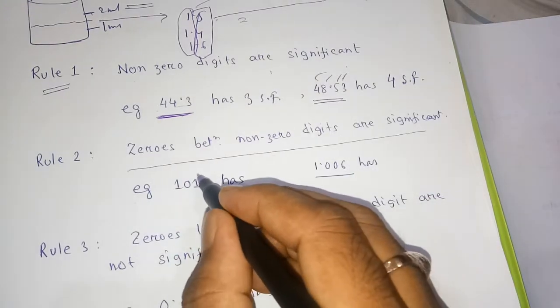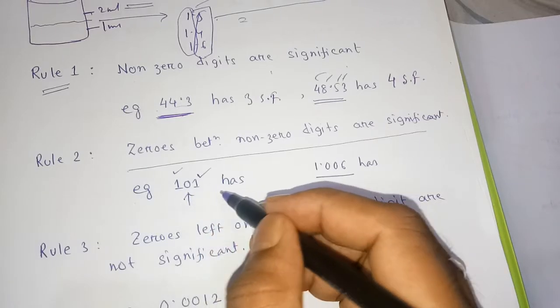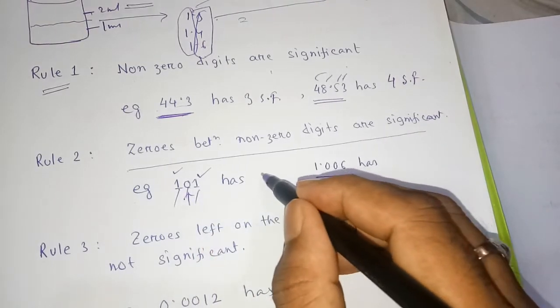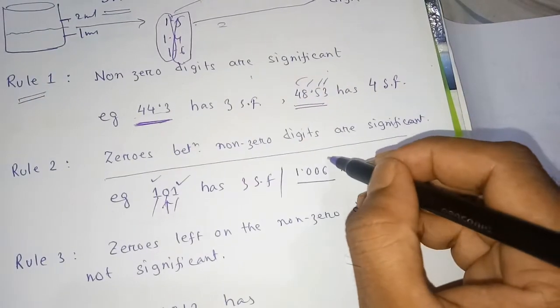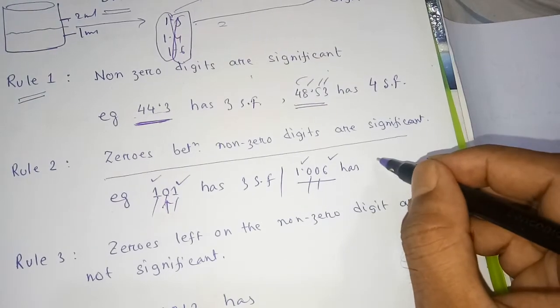Zeros between non-zero digits are significant. So the non-zero digit is this 2, and this is a 0 between non-zero digits, so you have to count it. There is 1, 2, 3. This is 3 significant figures.